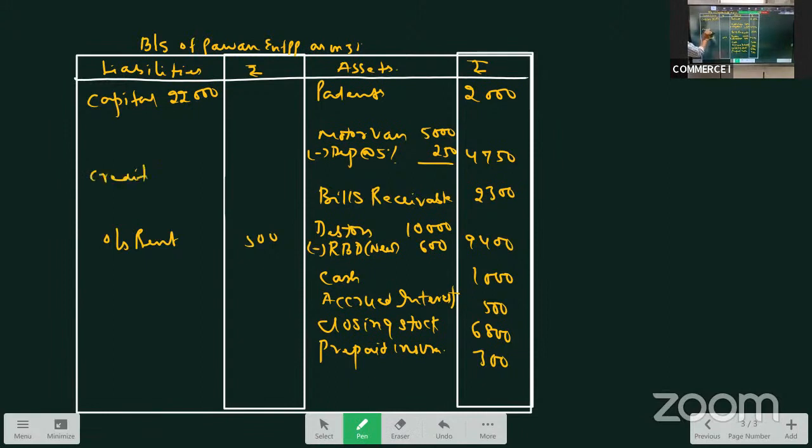So creditors, 3,500 minus discount on creditors. That is, we created 105 rupees discount. Deduct and write 3,395. Okay, so done. Now, capital is 22,000. What do we add? We add net profit. What was the net profit we got? 1,155. Add it.